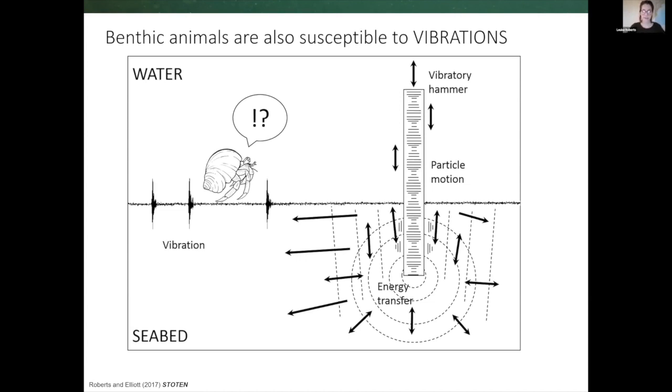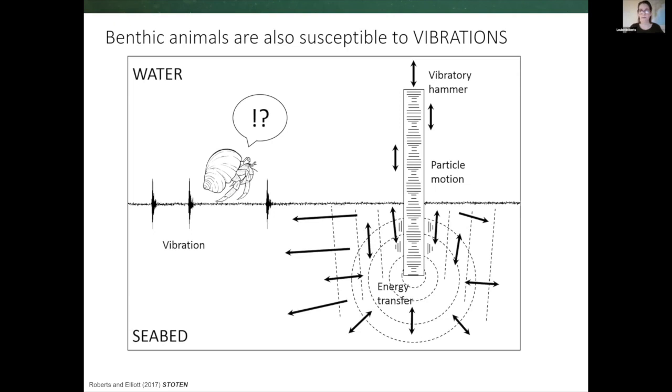And not only would the energy radiate outwards from the pile, both through the water column as sound, but it would also go into the seabed as surface shear waves, as well as sound waves from the tip and the sides of the pile. And not only does this vibration enter the seabed, but it's likely at distance from this pile, the vibrations would then re-enter the water column as sound as well.